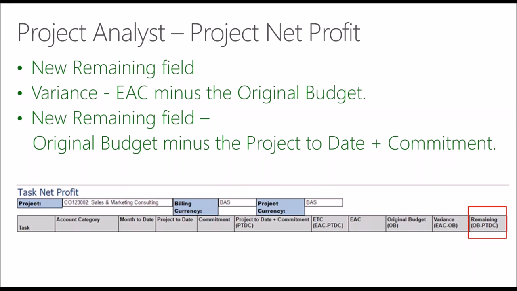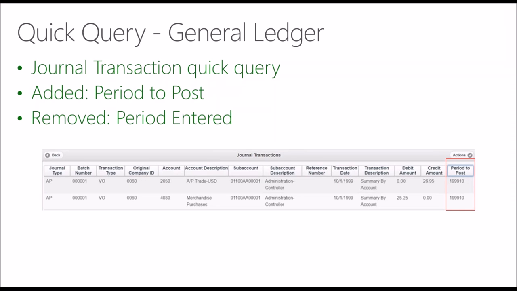Again, continuing to get great feedback and make adjustments to the screens to provide people what they need. Now here are some other miscellaneous changes. On the general ledger quick query, we used to put the period entered value into it, but we're a period to post type of company, so having period to post was much more important. If you're in CO2 in the rich client, or on the latest web apps, it will update this quick query to show you the period to post information.